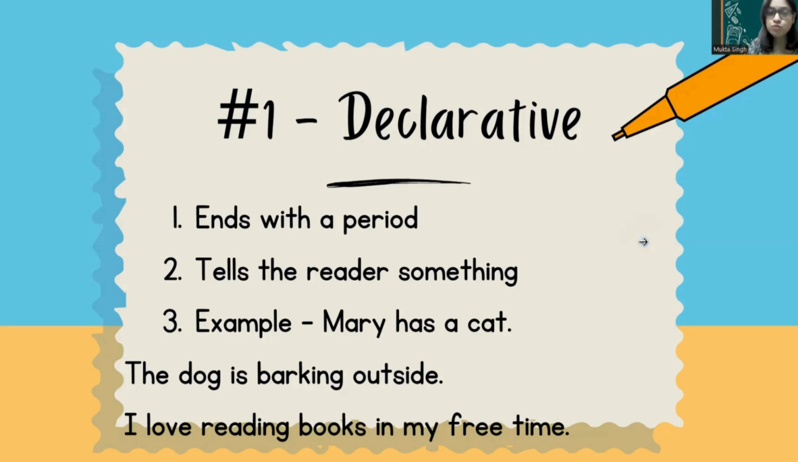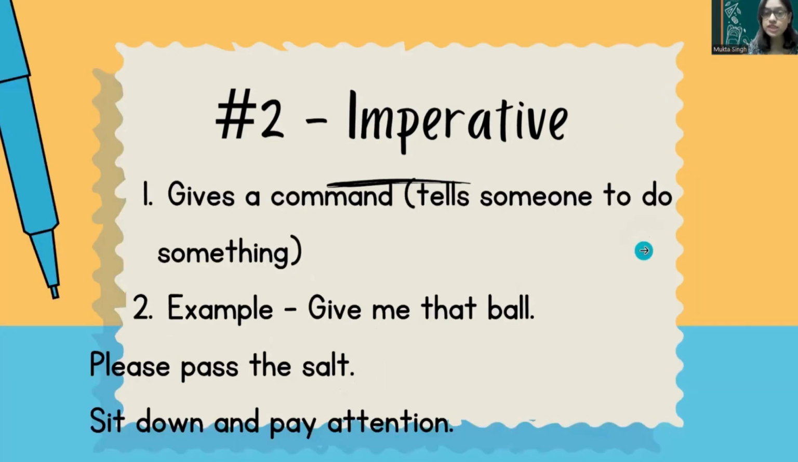All right, let's move on to the next type of sentence, which is imperative. Now, what are imperative sentences? These kinds of sentences are used to give a command. When we tell somebody to do something, for example, in your school, when your teacher asks you to do something, or when your parents tell you to do something. These kinds of sentences are used when people are asking us to do something, making a request, or reminding us to do something.